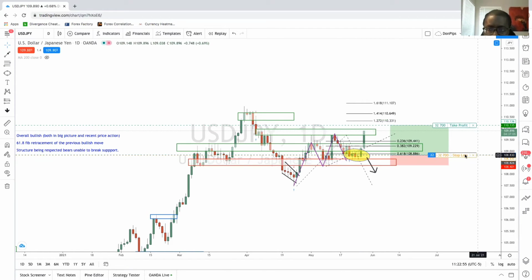And as you can see, my entry, and again, stop loss now right there as well, my entry was right there at the confluence of the 618 level, as well as the bears being unable to break here. And so seeing that it was an overall bullish trend, both in the bigger picture, right? So if we look here, both in the bigger picture and in recent price action, recent price action being here, a push up, retracement, combined with the 61.8 Fibonacci retracement level.